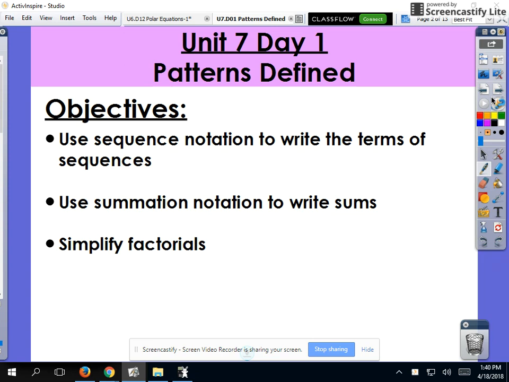this lesson. We're going to use sequence notation to write the terms of a sequence, and we're also going to use summation notation to write sums. We'll also simplify this thing called a factorial. And this is kind of a checklist. We will knock them out one at a time.